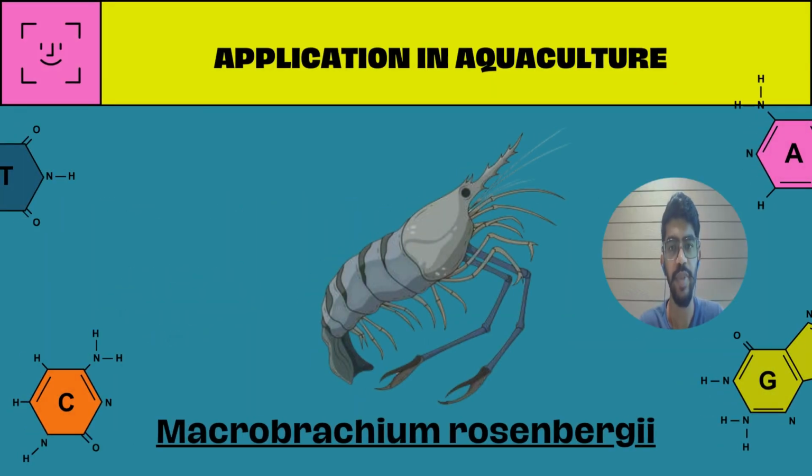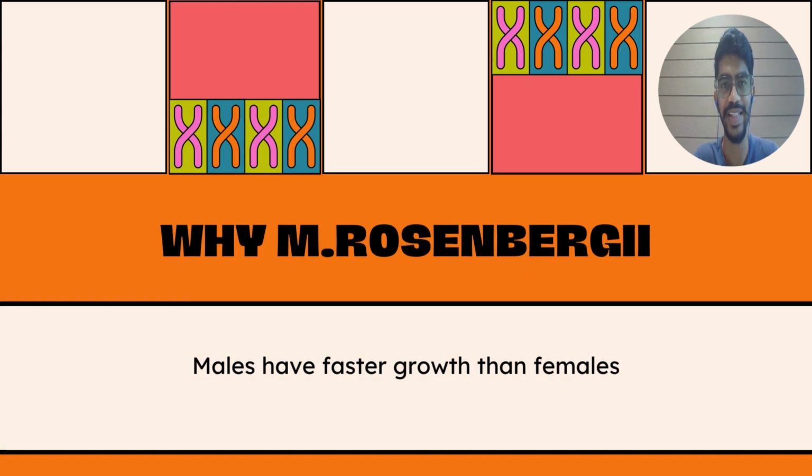In aquaculture, gene knockdown is used in various species. However, the most common species where gene knockdown is practiced is the giant freshwater prawn, Macrobrachium rosenbergii. So, why is gene knockdown widely practiced in Macrobrachium rosenbergii? It is because males have faster growth than females. Basically, in a nutshell, they would like to increase the population of males rather than females due to their faster growth.